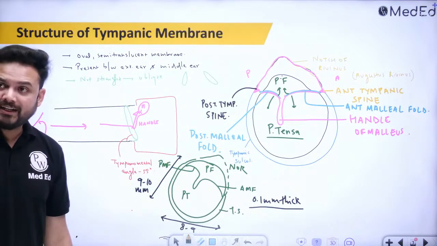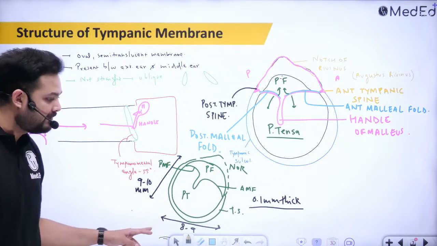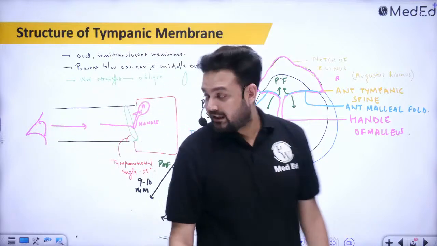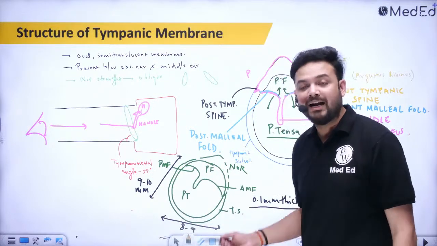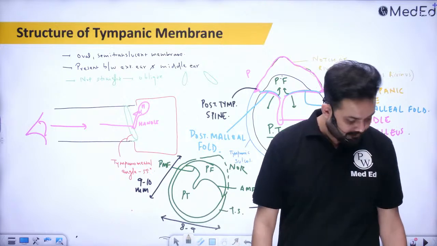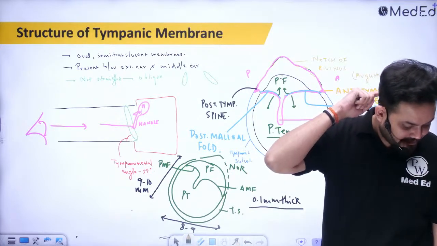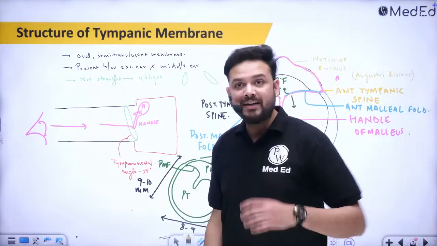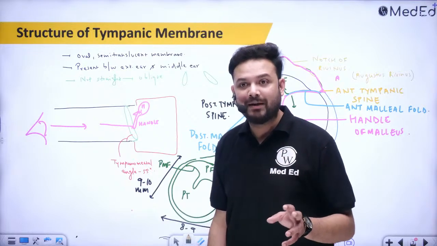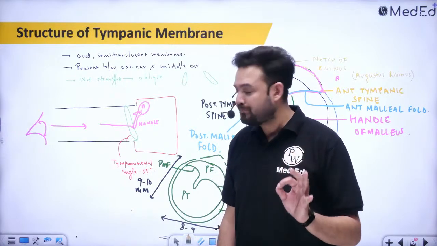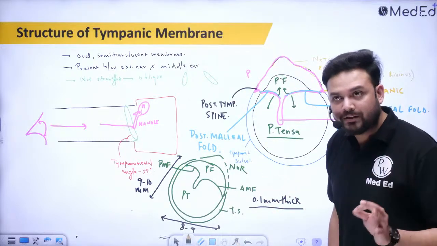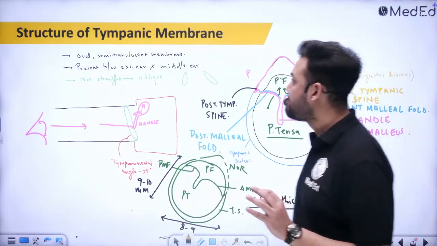Okay? Right? So this is about the dimension of the tympanic membrane. It is about 9 to 10 millimeters long, 8 to 9 millimeters wide or broad, and 0.1 millimeters thick. Okay? So I hope you guys have understood about it. I hope you guys are understanding till now what is happening. Okay? Chalo. Right. Now, one more important thing.